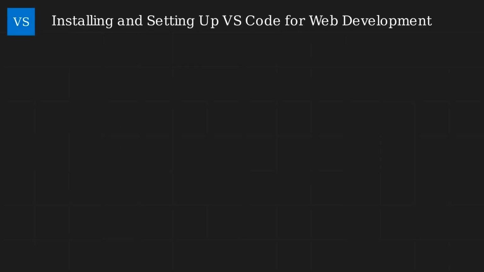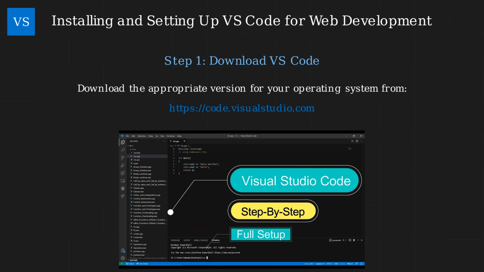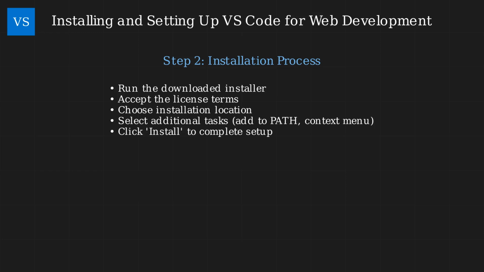To get started with VS Code for web development, we'll walk through the installation and setup process. First, download Visual Studio Code from the official website. Select the version that matches your operating system, Windows, Mac OS, or Linux. After downloading, run the installer and follow the on-screen instructions.